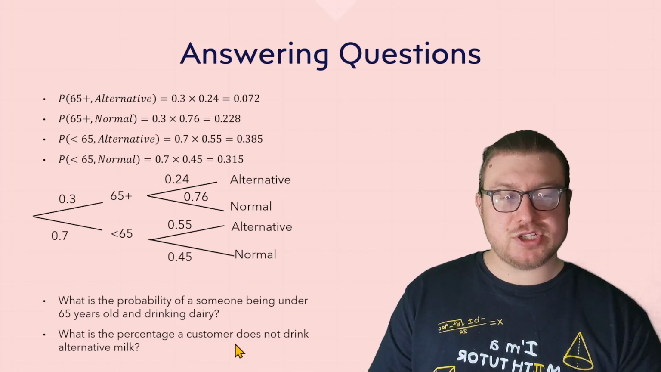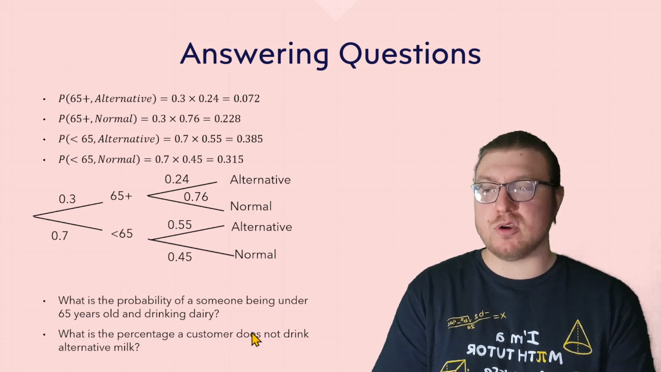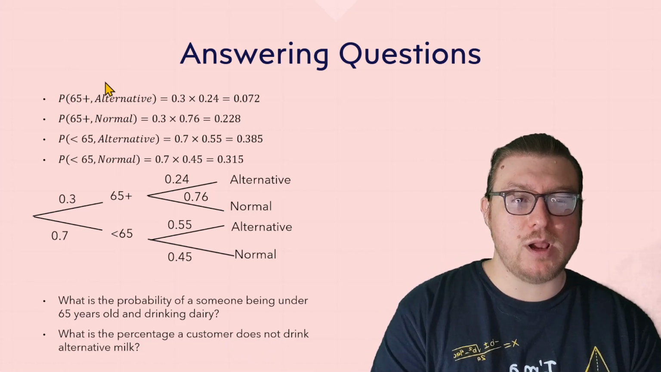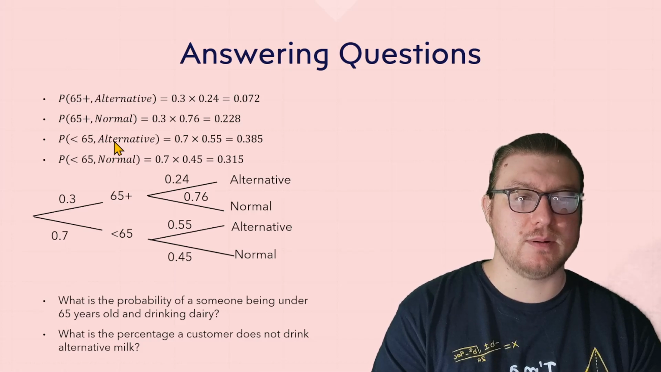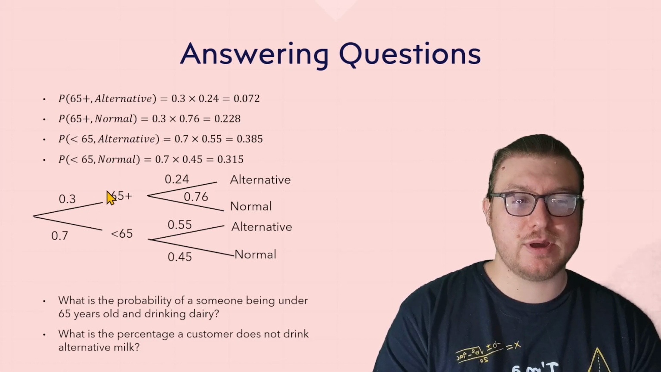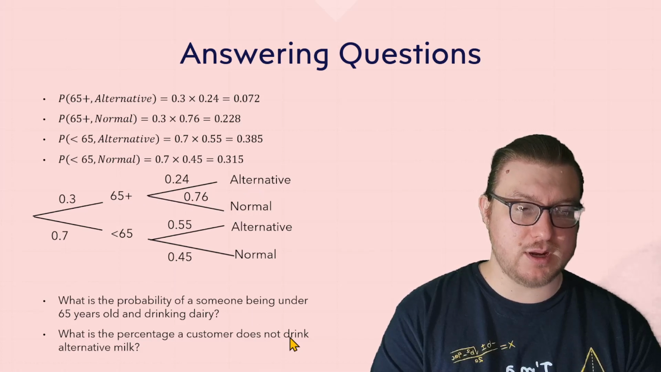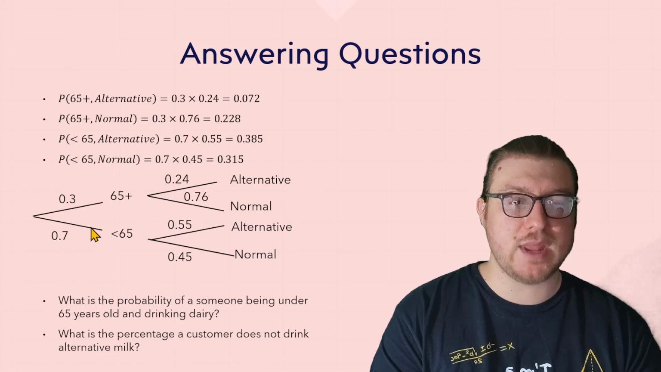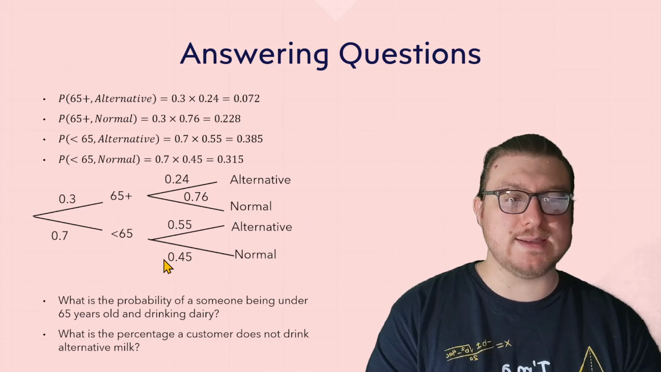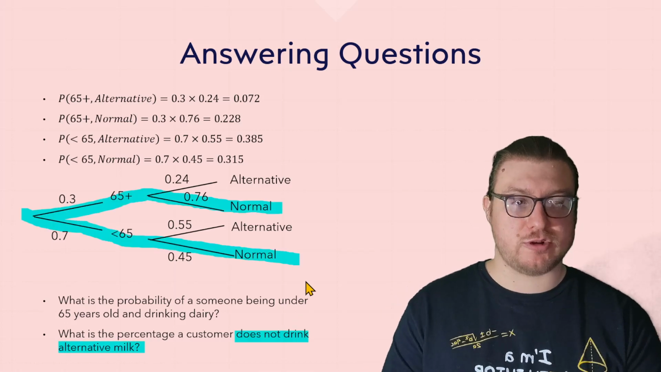What is the percentage a customer does not drink alternative milk? So we kind of need to have a look at our tree. So where do we have not drinking alternative milk? Well, this person drinks alternative milk. This person would drink alternative. So we have 2 options here. The people that are 65 and older that drink normal milk, it says not alternative, so normal. And the people that are under 65 that drink normal. So there's 2 ways that we can actually classify these people. So what do we do in this situation?